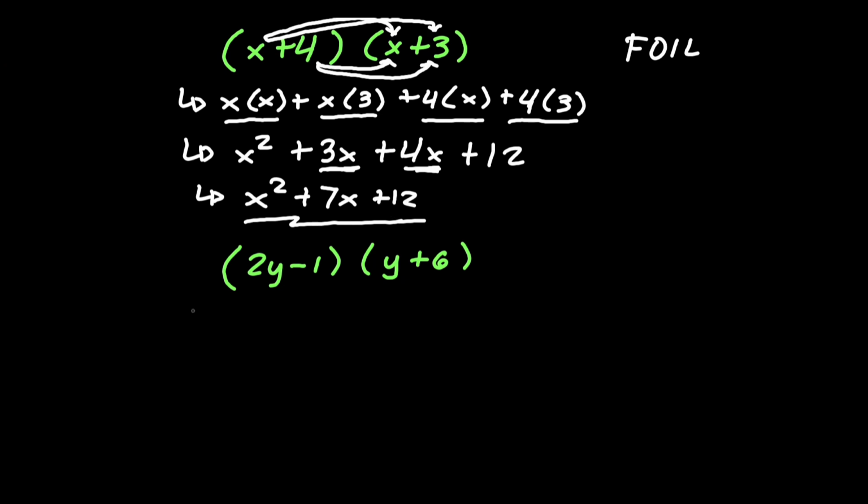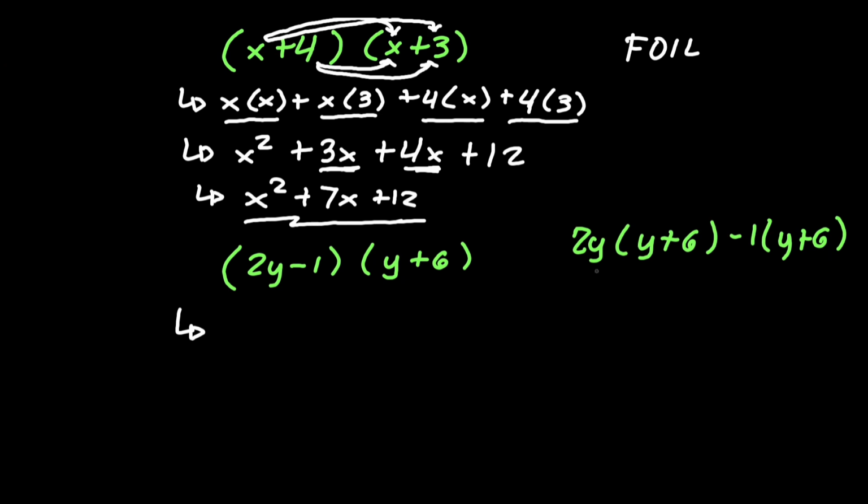Let us try this one. 2y minus 1 multiplied by y plus 6. You can think of this as another way, like 2y multiplied by y plus 6, minus, since this is negative 1, so it would be minus, let's just do this, minus 1 multiplied by y plus 6.